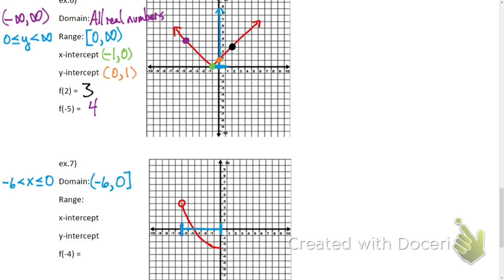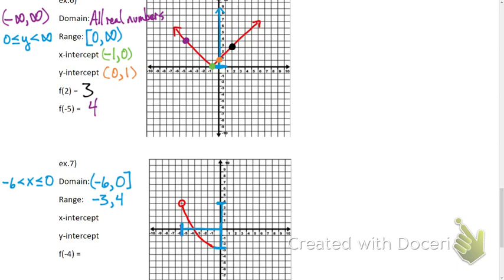The range, I'm going bottom to top. So I start at the very bottom of the graph at -3. And I'm going to go up as far as the graph goes, which is right there at 4. So -3 to 4.